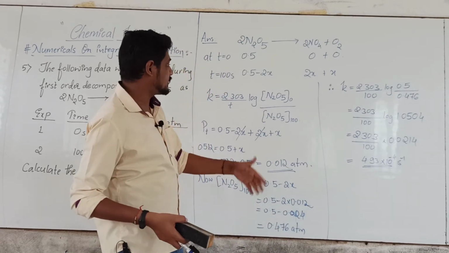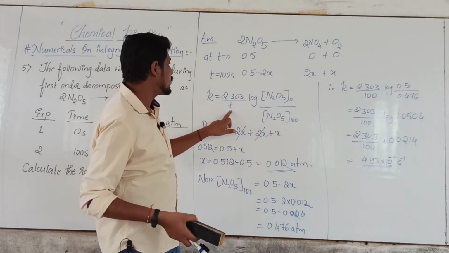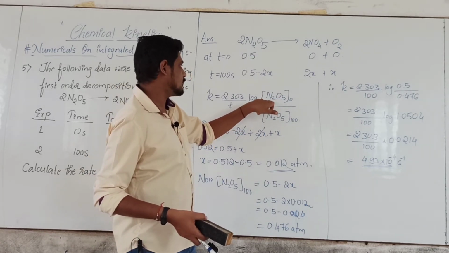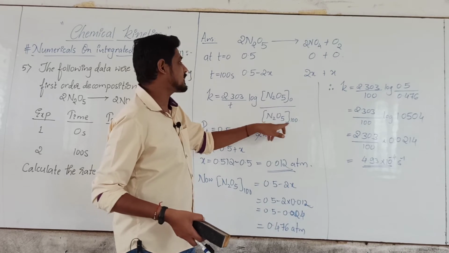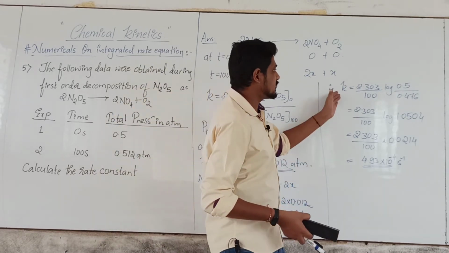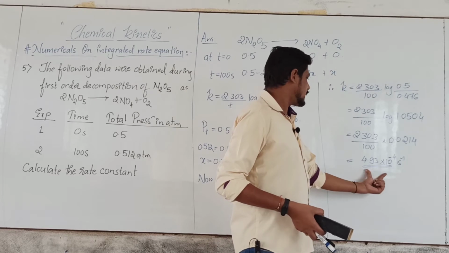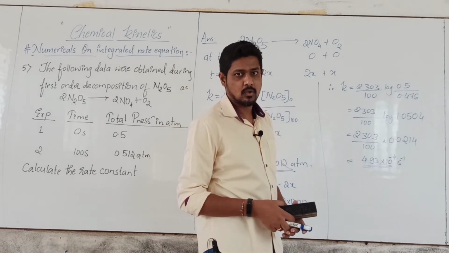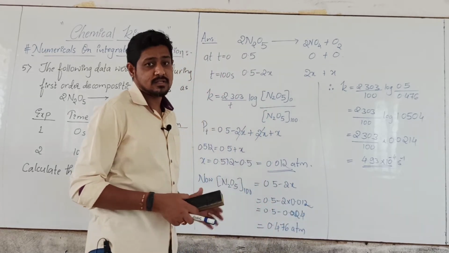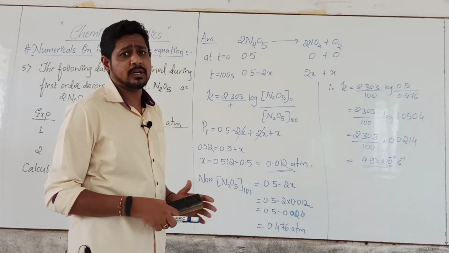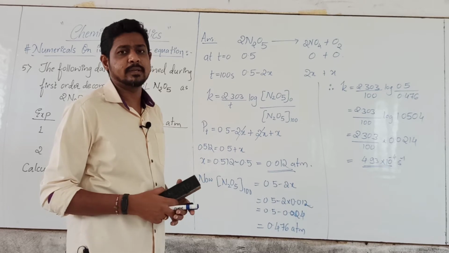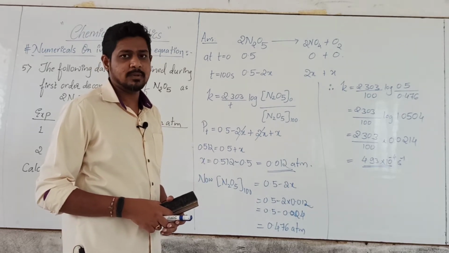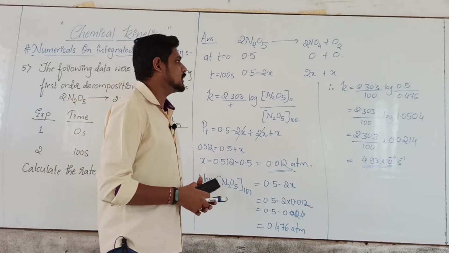So now substitute the values. We have the time, the initial pressure, and the pressure at 100 seconds. I have substituted the values and simplified it, and the answer is 4.93 into 10 to the power minus 4 per second. Remember, these are very important problems compared to board examinations. In competitive examinations, this sort of problem will be asked. So we'll move on to the next problems now.